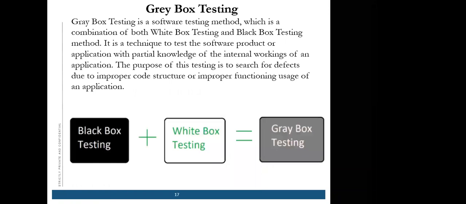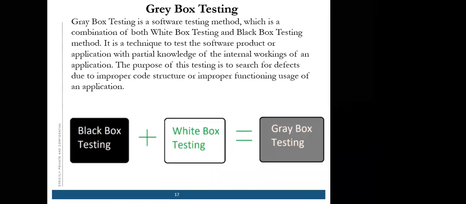Okay. Now comes the gray box testing. Gray box testing is a software testing method which is a combination of both white box and black box testing. It is a technique to test the software product or the application with partial knowledge of the internal working of an application. So you have partial knowledge of coding in gray box testing. The purpose of this testing is to search for defects, as with other testing.